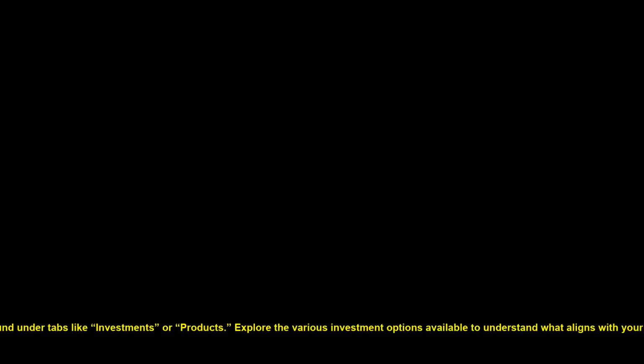To connect with AIG for investment products, start by visiting the official AIG website. Look for the section dedicated to investment products or services. This may be found under tabs like investments or products. Explore the various investment options available to understand what aligns with your needs.